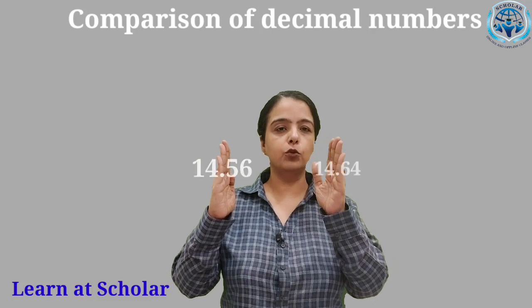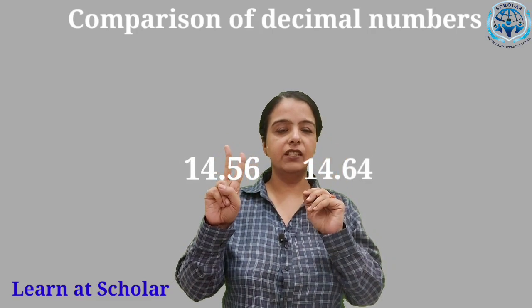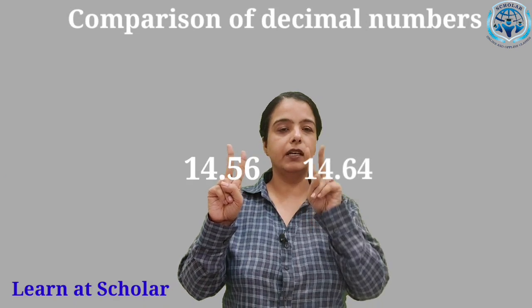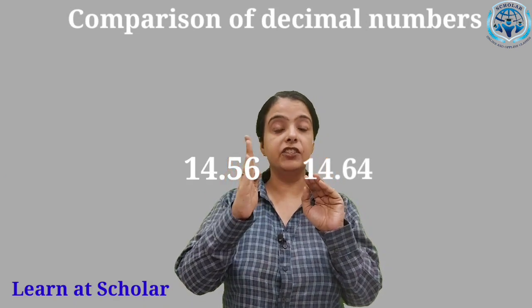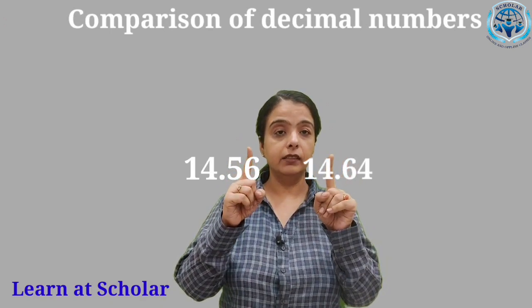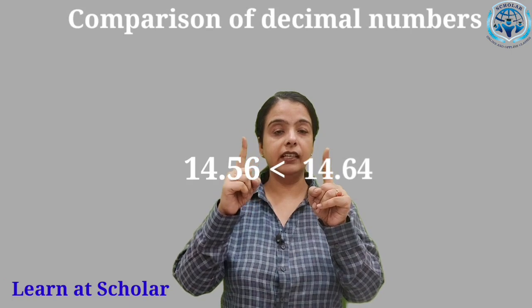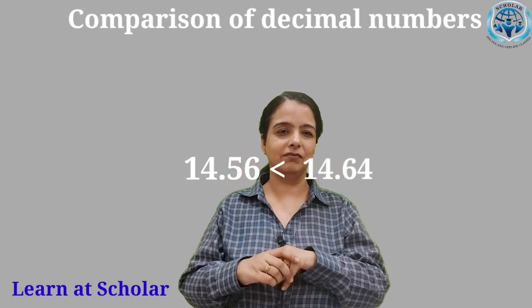Now, comparison of decimal numbers. These are 2 numbers. The digit before the decimal in the first number and the second number is the same. But the digit after the decimal is different in both. This digit is greater than this digit. That means this number is greater than this number.